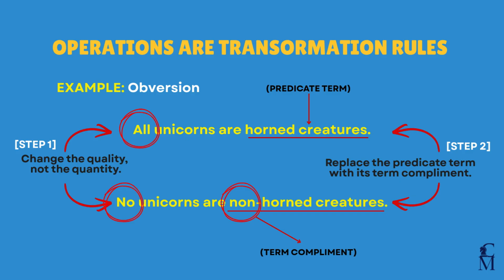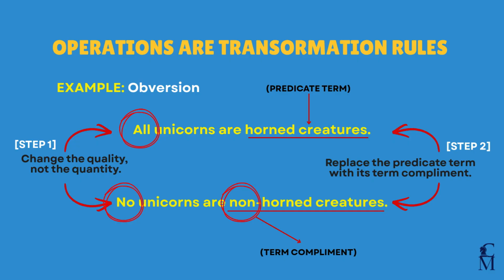For example, if you have an A-type statement such as all unicorns are horned creatures, then to apply the operation of obversion on this statement, you first change the quality of the statement, not the quantity. So, the quantifier all becomes no. Since both are universal quantifiers, we did not change the quantity of the statement. But we did go from an affirmative all statement to a negative no statement. So, we changed only the quality of the statement.